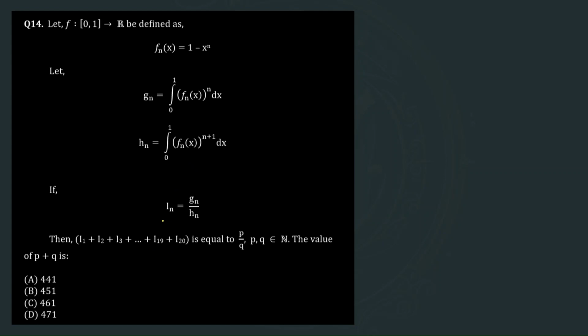Okay. So let us write In first. So In is basically Gn by Hn, which is integral 0 to 1 fn x, we can substitute from here, (1 minus x to the power n) whole to the power n dx divided by integral 0 to 1 (1 minus x to the power n) whole to the power n plus 1 dx. So In is basically this. We are asked to find summation In from n equal to 1 to 20.